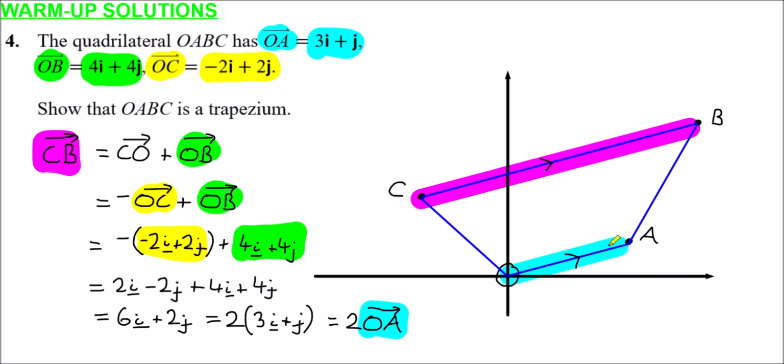Now you need to remember from before, when we did the topic of vectors, that if we can prove that one vector is a multiple of the other, then those 2 vectors are parallel to each other. So the next line of logic says, therefore, CB is parallel to OA, and because CB and OA are both sides of this quadrilateral, this therefore implies and proves that OABC must be a trapezium.